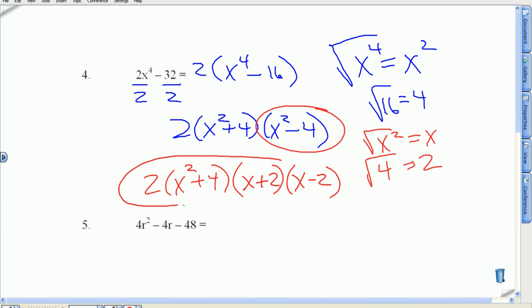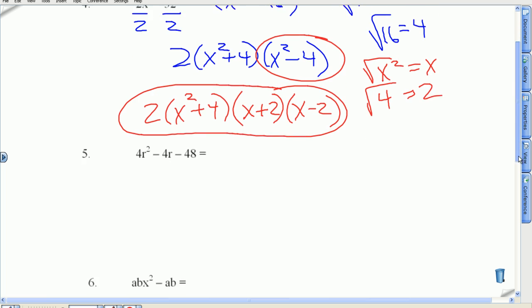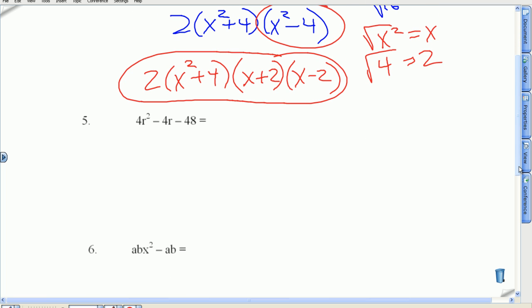This is a factored form, 3-step problem of 2x to the fourth minus 32. And you can multiply all that together to check your work. You kind of do it in the opposite order in which you took it out. Number 5, no r after the 48, but 4 goes into 48, so I'll take 4 out of all these. So that's 4 times r squared minus r minus 12.